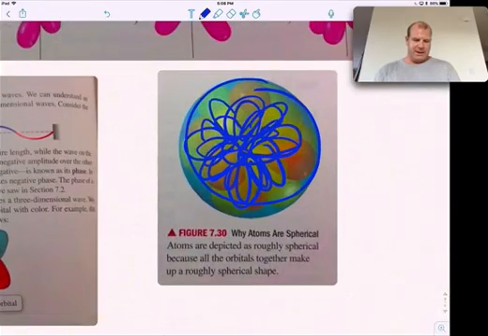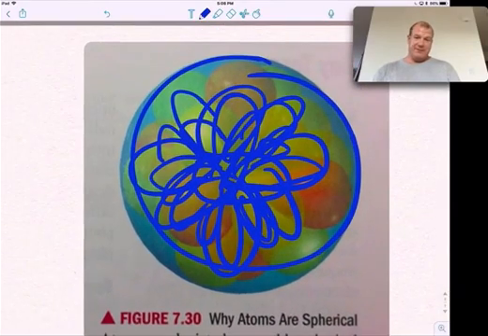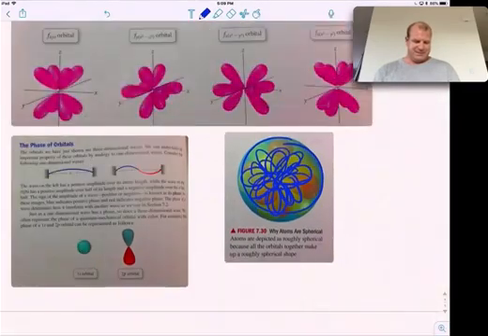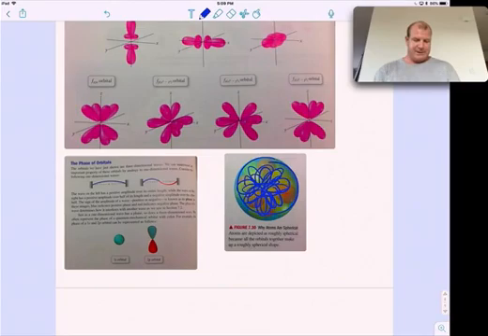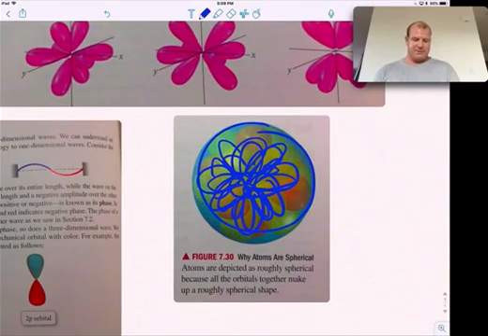And also, funny enough, that's kind of what nuclei look like too. Nuclei, protons and neutrons have energy levels just like electrons, but they're much further apart. So it makes the math easier. But yeah, atoms are mostly spherical.